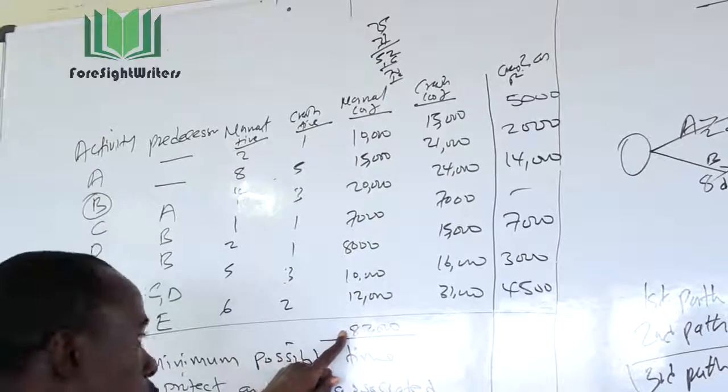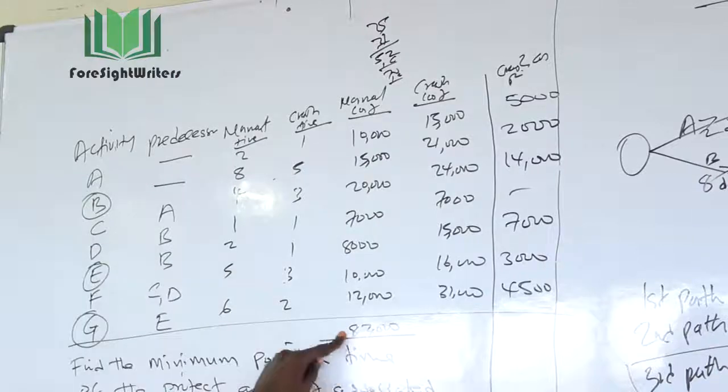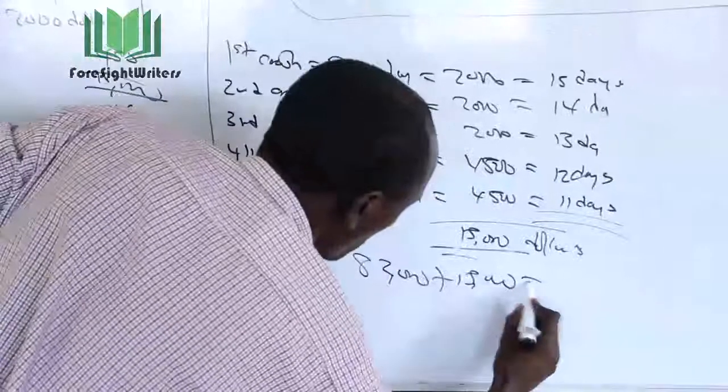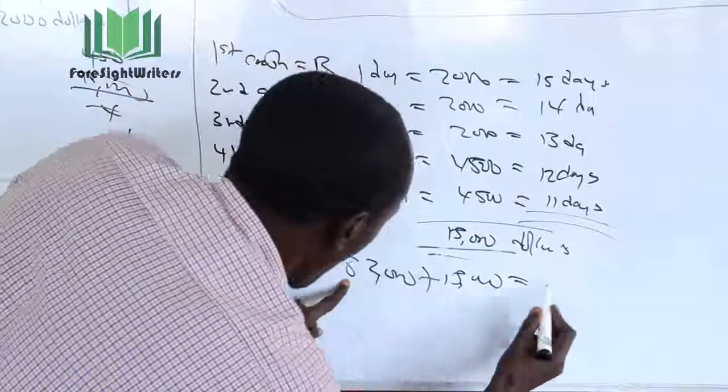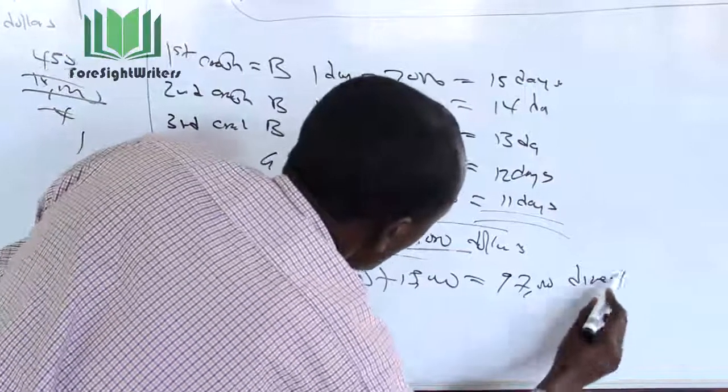So we need to add this normal cost with the extra amount that we need to spend in crashing. Now this is $82,000 plus $15,000, which will give me $97,000 as my direct cost. This is the direct cost.